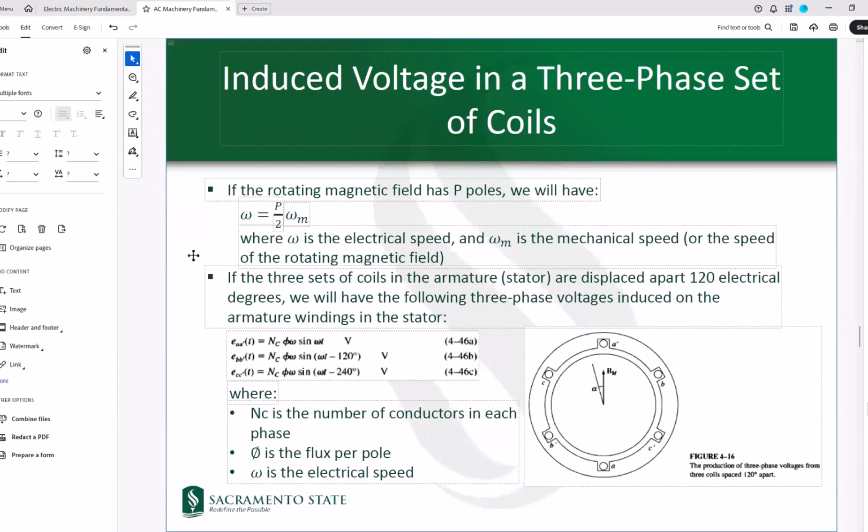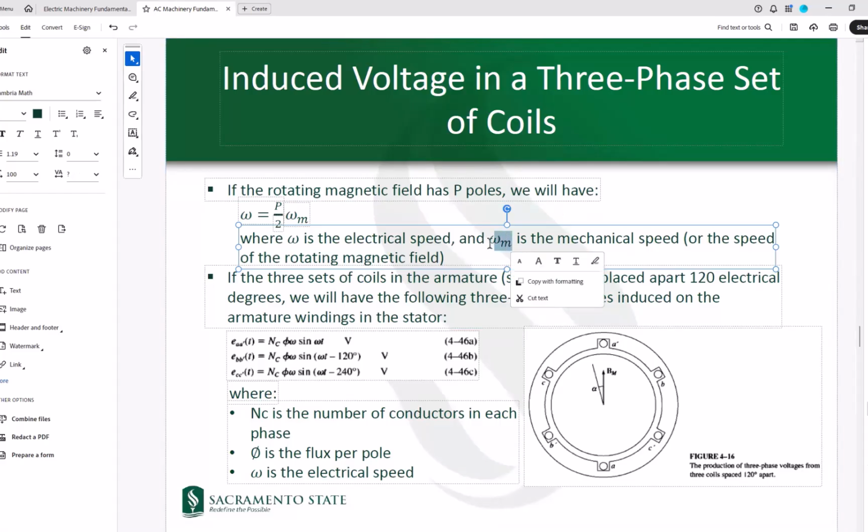All right, so if the rotating magnetic field has p poles, then the relationship between the mechanical and electrical degrees would be through p over 2, where omega is the electrical speed, and omega m is the mechanical speed, or the speed of the rotating magnetic field. Something I want you to pay attention to is that if you are somebody sitting outside and watching the rotation of the magnetic field, that rotation that you're watching is a mechanical rotation, which is omega m, all right?